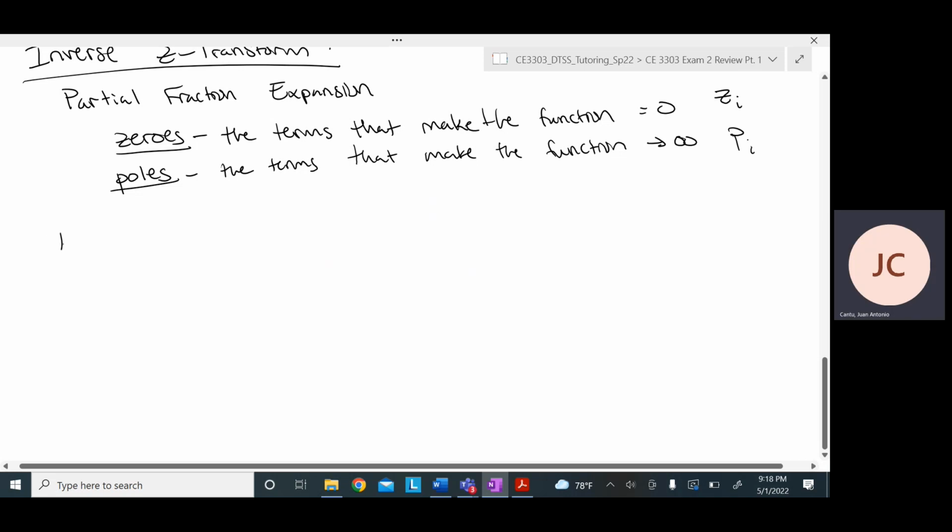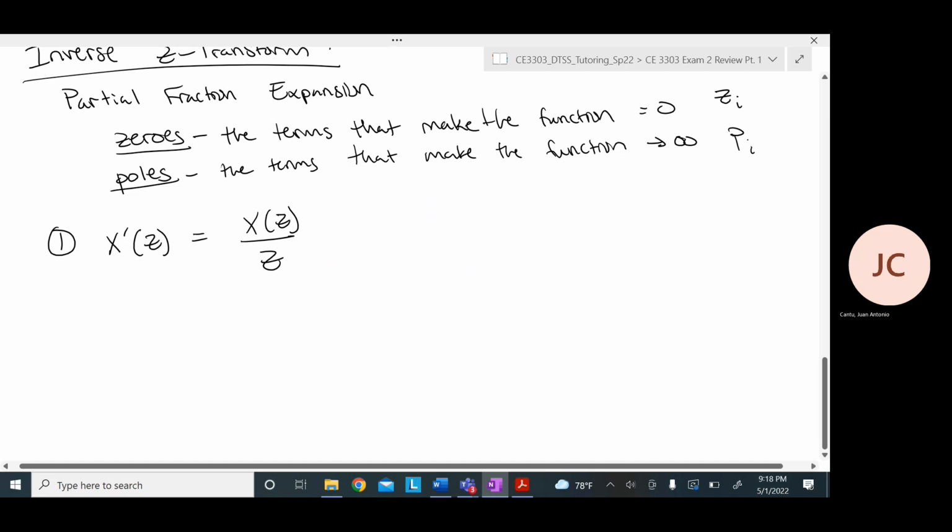This is going to be the procedure. If we take x prime of z, x prime of z is simply equal to our z transform x of z divided by z. This is the first step in doing the inverse z transform. We take our z transform, we divide it by z, and we'll call that x prime of z.